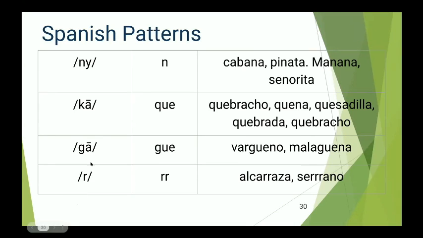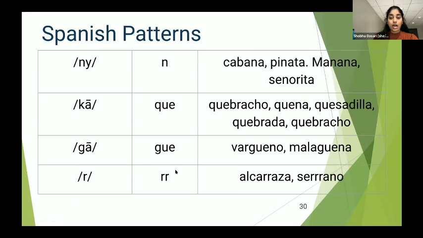All right. Okay. In Spanish, also the last language pattern here is the ra sound, which in Spanish is often spelled with double R's. So Alcaraza, Serrano, sorry, that's a typo, that should just be 2 R's. But Alcaraza and Serrano are 2 examples where you have the R sound, but it's spelled with 2 R's.